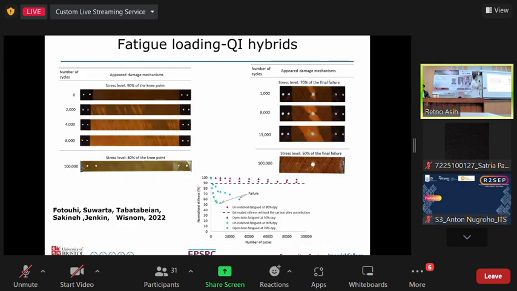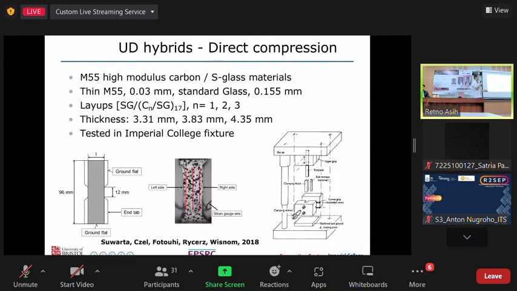And we have also successfully demonstrated that for the QI hybrid, under fatigue loading, for the unnotched specimens, the damage growth is quite slow. Also the stiffness reduction is quite slow. Also for the notched one, it is quite slow, and there's visible damage growing near the hole. So yeah, it's quite good also.